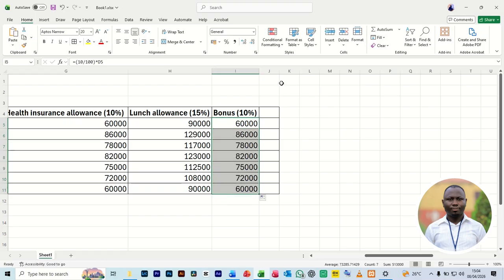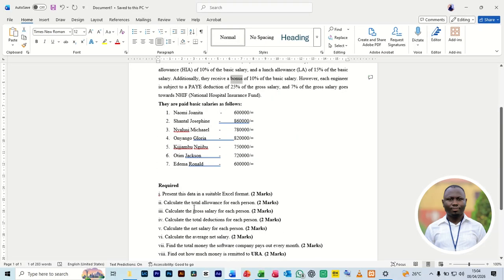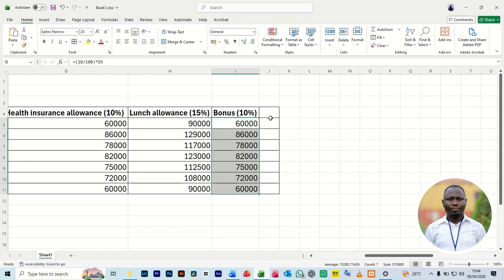So what's going to be our total? Let's see the question. What were they asking? Okay, we're supposed to calculate the total allowance of each person. So we have gotten the allowances. Can we calculate the total allowance? We're going to put here total allowance.